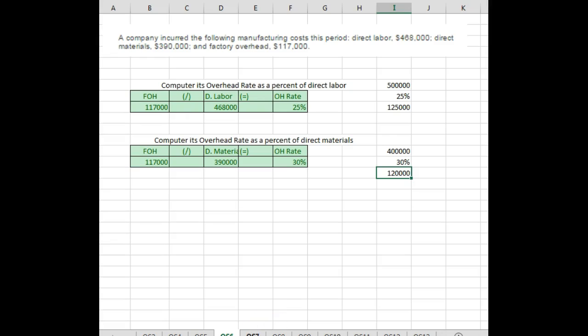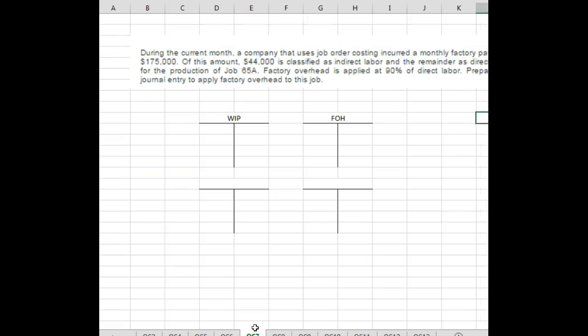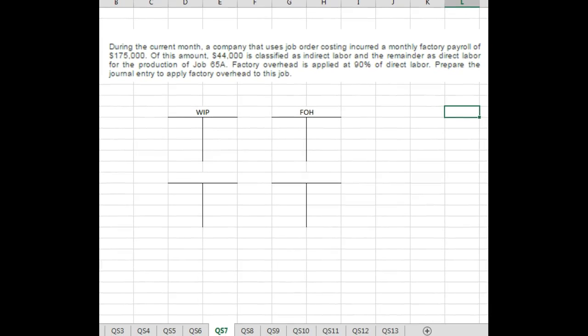So let's try another one. So now we're looking at, during the current month, the company uses a job cost system incurring factory payroll of $175. Of this amount, 44 is classified as indirect and the remainder is direct labor. And factory overhead is applied at 90% of direct labor. Prepare the journal entry to apply factory overhead to this job.